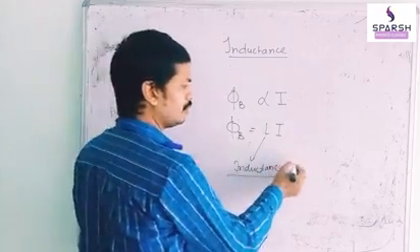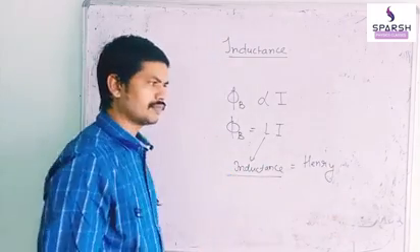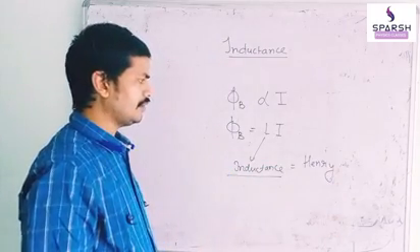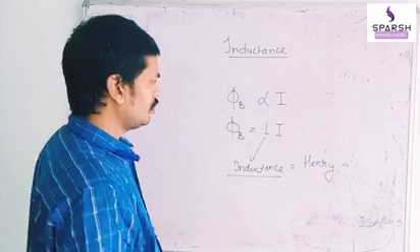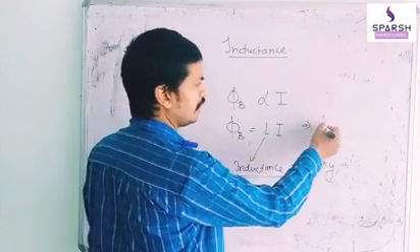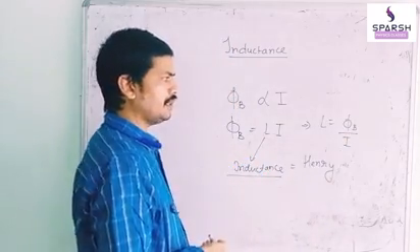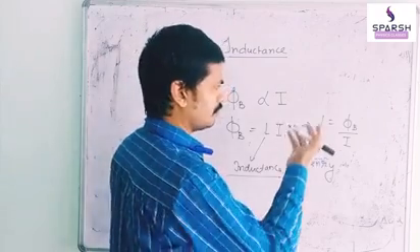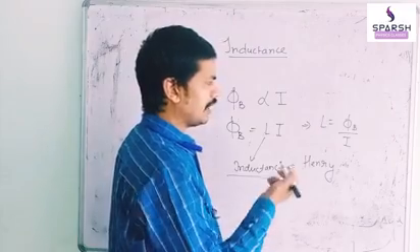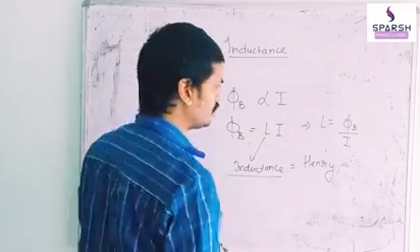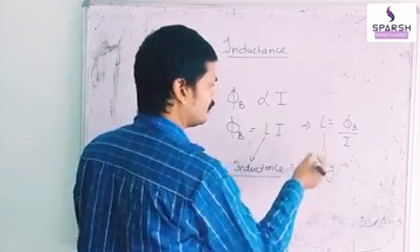And what is the SI unit of inductance? It is Henry. For unit and dimension, you can do the following: L is equal to phi B upon I, and phi B is magnetic flux, that is B into A, Weber meter square, and I is ampere, so Weber per ampere meter square. This will be the SI unit of inductance, and it is denoted by Henry.